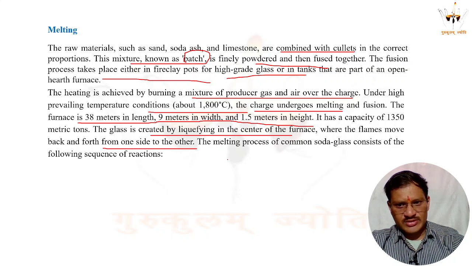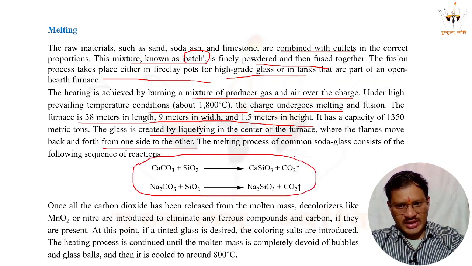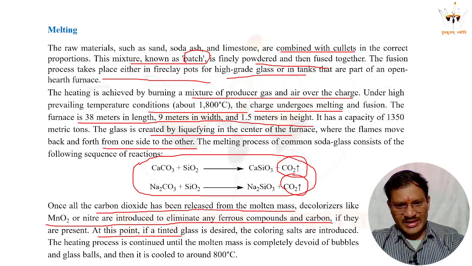The melting process, commonly for soda glass, consists of the following sequences. We have some chemical reactions here, and we can see that in this particular reaction the carbon dioxide is liberated. So all the carbon dioxide is released from the molten mass, and MnO2 or niter are introduced to eliminate any ferrous compound or carbon if they are present. At this point, if a tinted glass is desired, the coloring salts are introduced. The heating process is continued until the molten mass is completely devoid of bubbles.